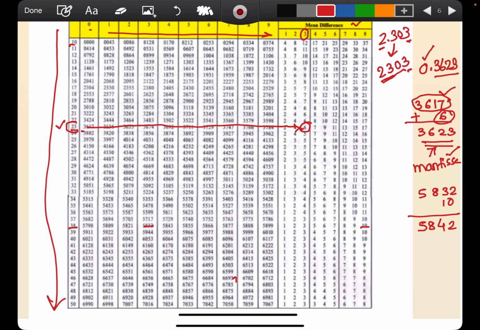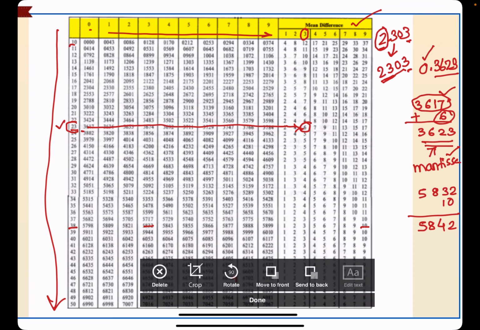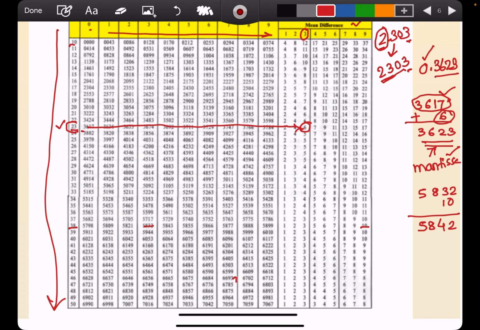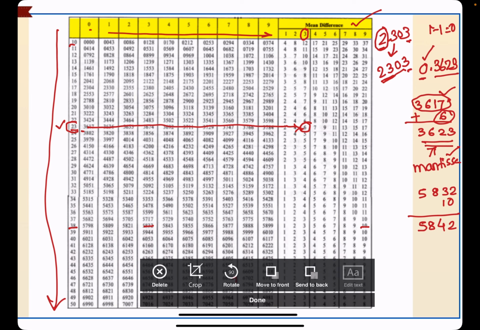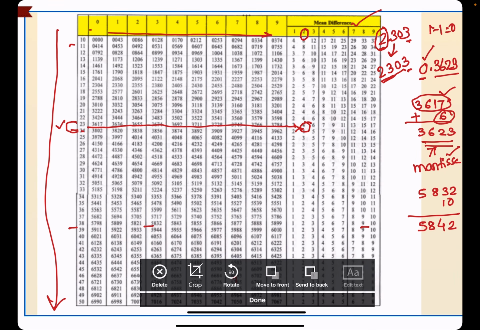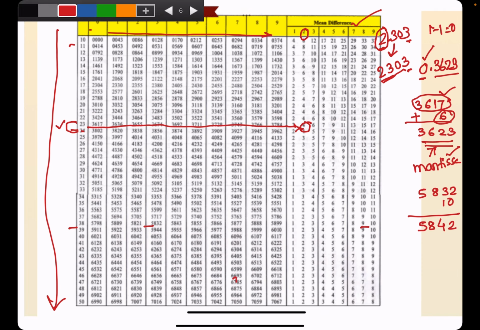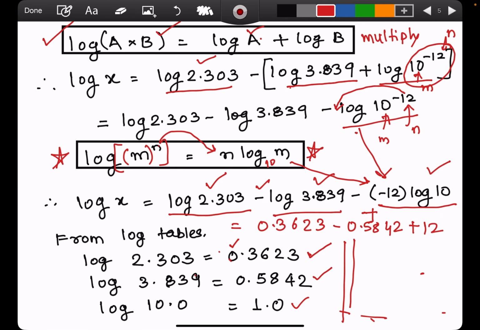The mantissa, I had discussed how you find it from the log table. The characteristic doesn't require a log table. You need to simply see how many terms are there before the decimal. Before the decimal there is only one term, and 1 minus 1 is 0, and that is why you are taking this as 0.3623. Mind well that I am not taking the numerical value, I am just counting how many digits are there. So I am not using 2 here. I am using 1, the number of digits before the decimal, and minus 1 is 0. So this is how you get the value of log of 2.303.